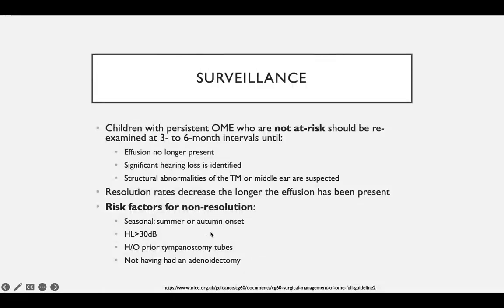So in terms of surveillance, children with persistent OME who are not at risk should be re-examined at 3 to 6 month intervals until the effusion is no longer present, or if in that time you identify significant hearing loss, because then you shouldn't take a watchful waiting approach, or you should act on that rather, or if there are any structural abnormalities to the tympanic membrane or middle ear. The resolution rates decrease the longer the effusion has been present, and these are the risk factors for non-resolution.